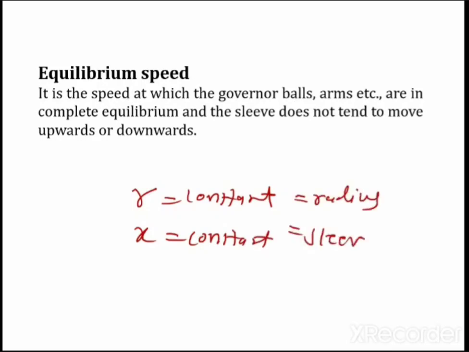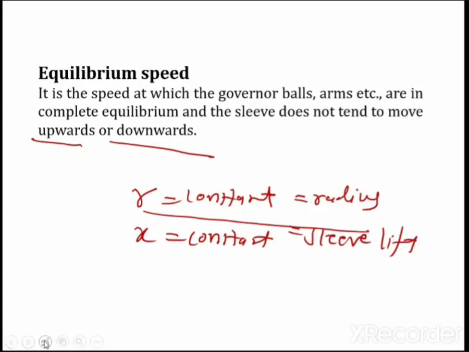Your sleeve will neither tend to move upward nor tend to move downward, and also your governor balls are in complete equilibrium. Means your R is constant. Your R neither increases nor decreases. So such a condition is called an equilibrium speed. Now just tell me, have you understood this or not? Is it clear? So I think you have understood this.